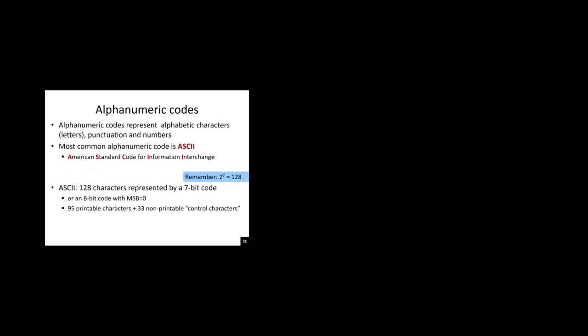And an alphanumeric code is a code that represents the alphabet characters in binary. The most common one that you may have heard of before is ASCII. ASCII is a simple 7-bit code. That means there are only 2 to the 7, or 128, possible characters that can be represented by this code. So it's a bit limited, which is why it's not commonly used anymore. But it was the first one and the most common one.